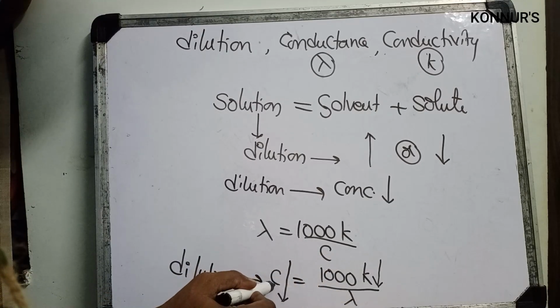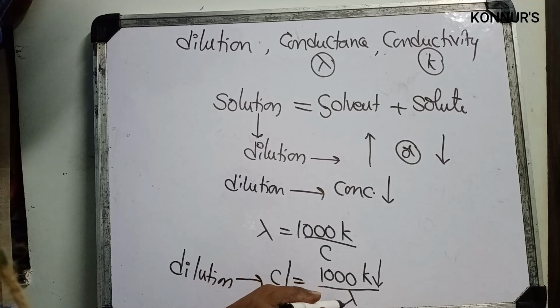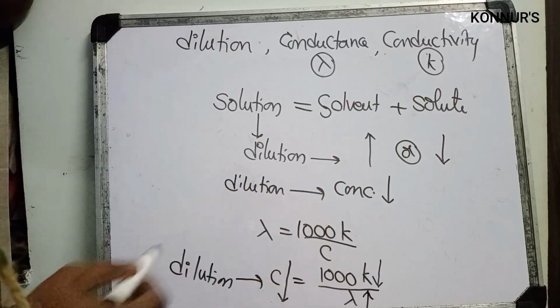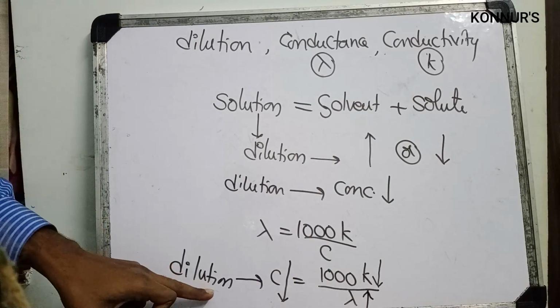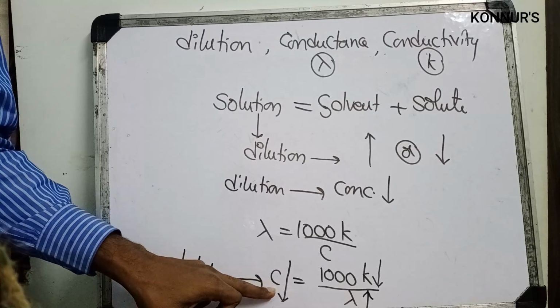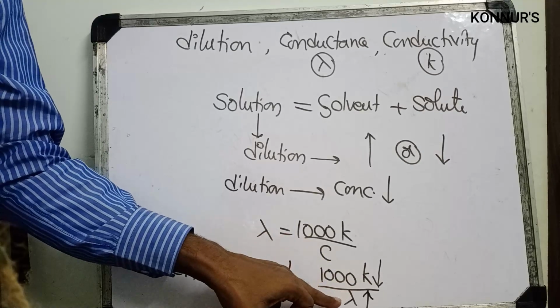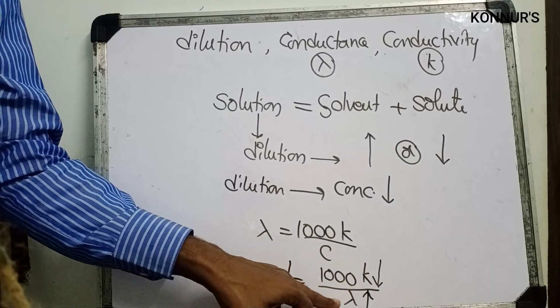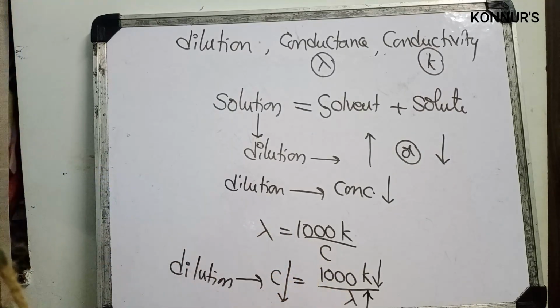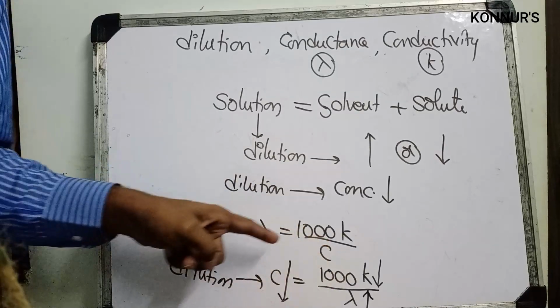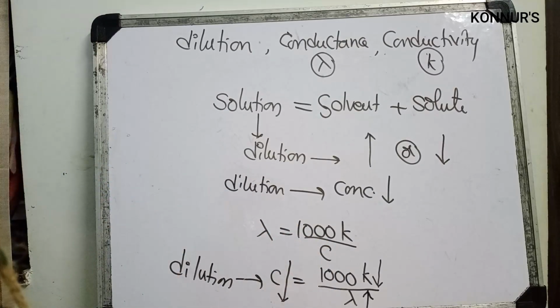Next, concentration is inversely proportional to lambda. So when concentration decreases, the lambda value increases. This is very, very important. In the dilution process, concentration decreases, conductivity decreases, and the total solution conductance value increases. They will give four options asking which of the following is correct or wrong, and in this you can solve it.